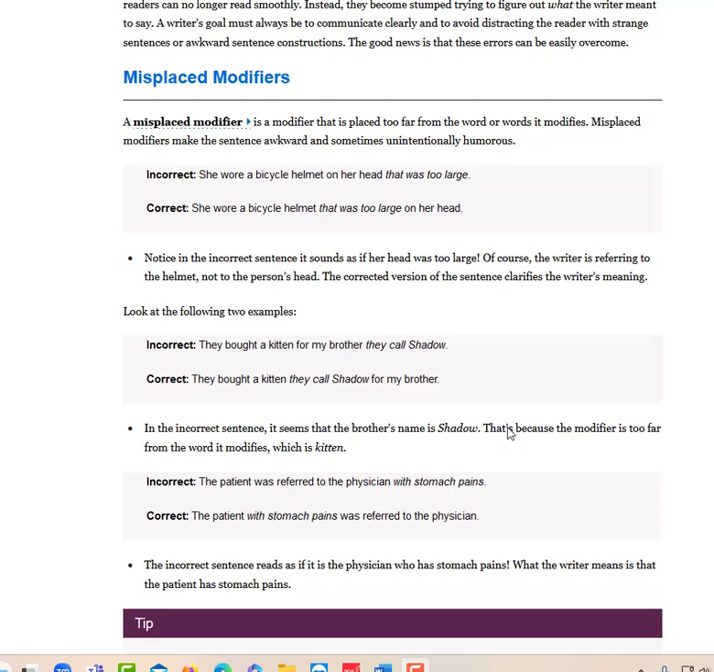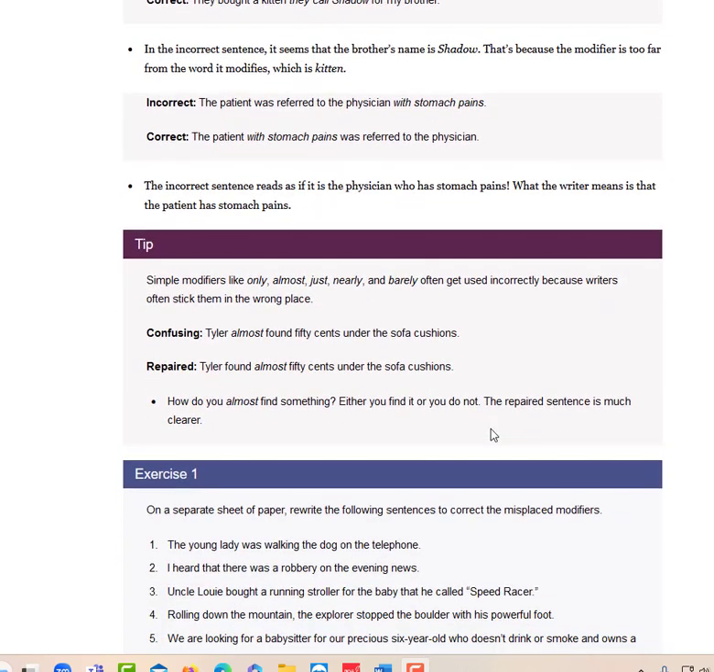Incorrect. The patient was referred to the physician with stomach pains. Correct. The patient with stomach pains was referred to the physician. The incorrect sentence reads as if it is the physician who has stomach pains. What the writer means is that the patient has stomach pains.